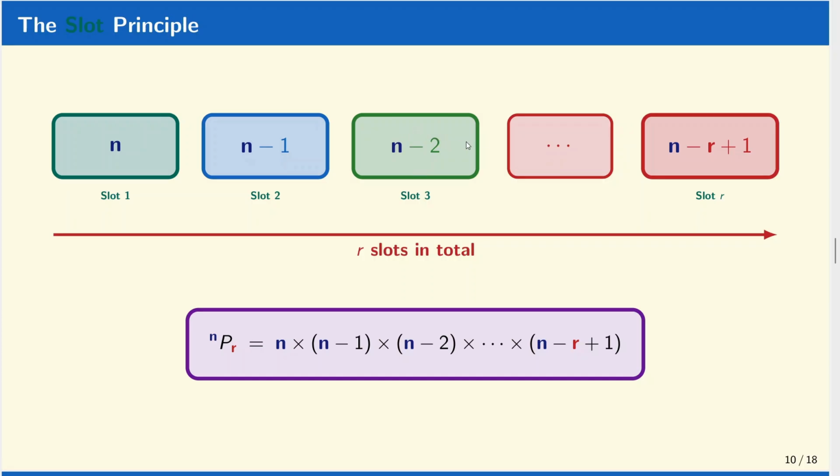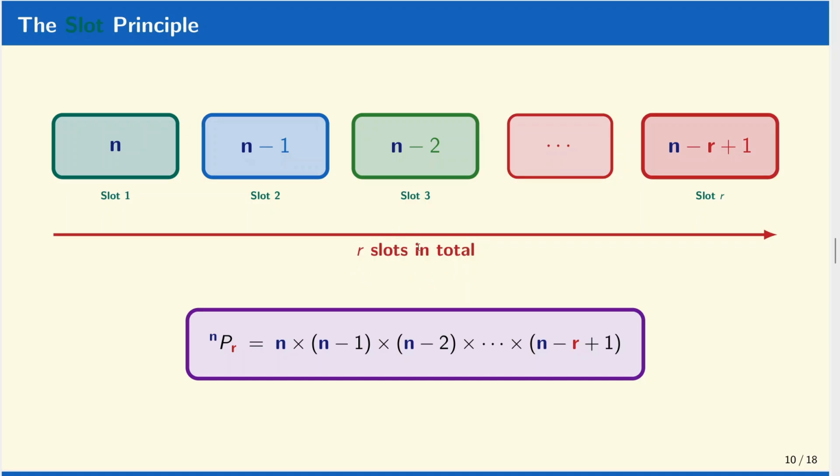This pattern continues, indicated by the 3 little dots in the pink box. You keep multiplying until you reach your very last slot, which is slot R. At this final position, the number of choices you have left is n minus r plus 1. Notice the long red arrow underneath, reminding us that there are exactly r slots to fill.